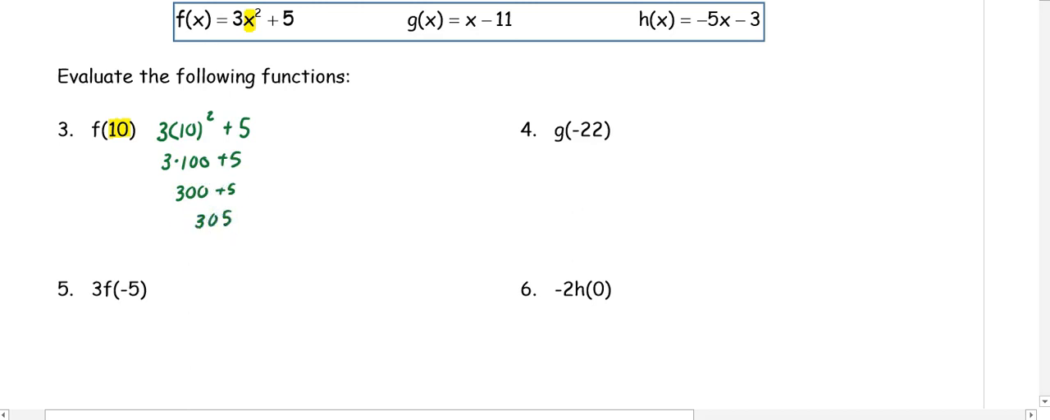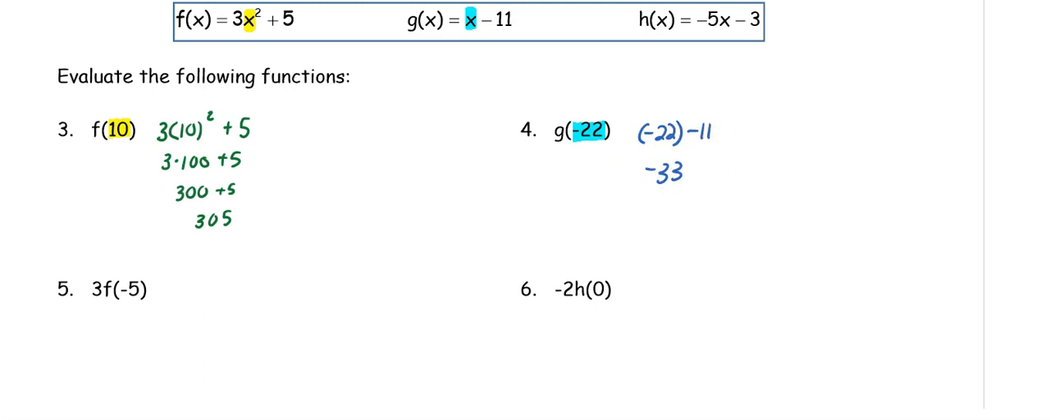In number 4, g of negative 22. This time we're going to take negative 22 and substitute in for x in the g equation. So when I substitute, I have parentheses negative 22 minus 11. Negative 22 minus 11 is negative 33.